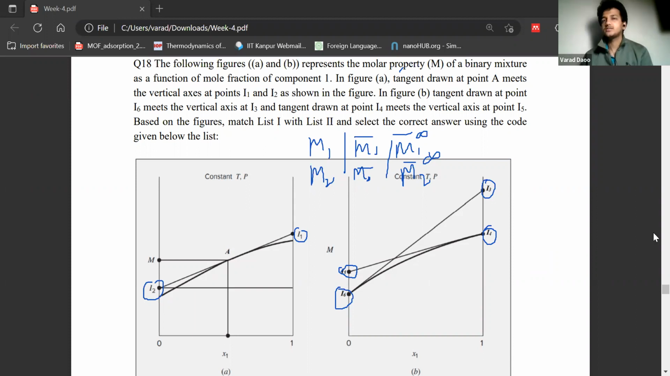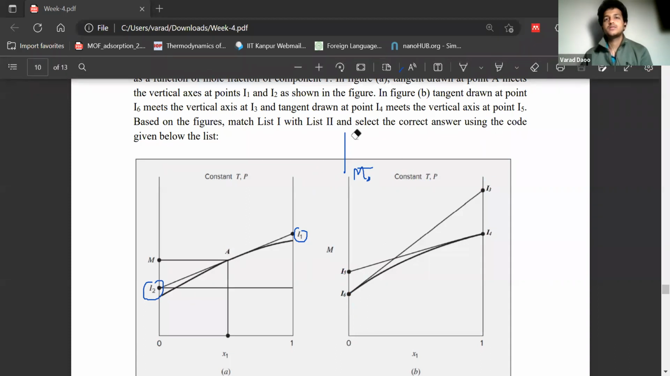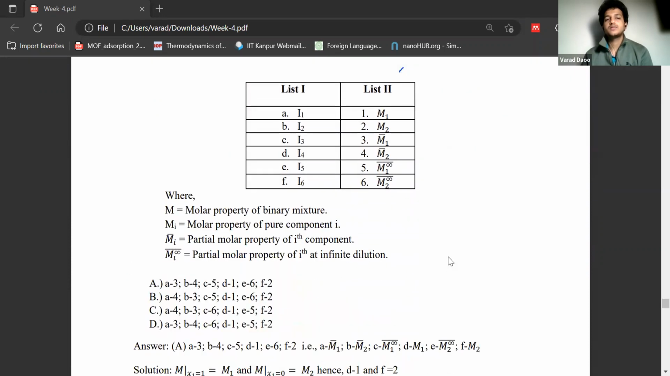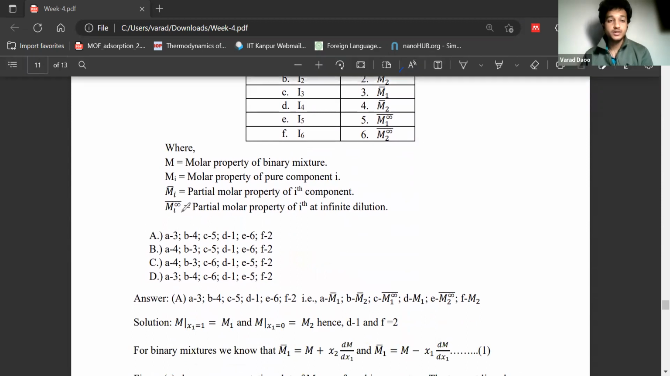Anybody got any answer? The correct answer is option A, right?